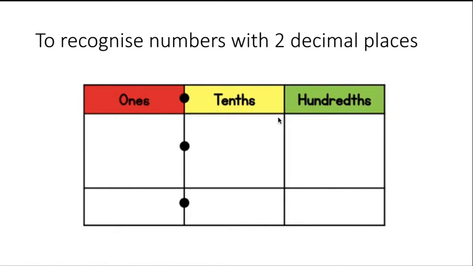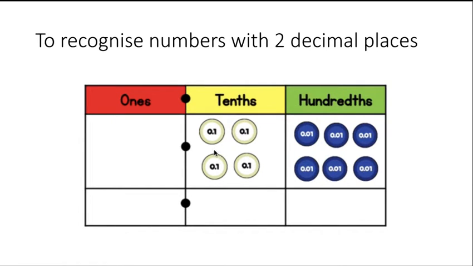You can think about it as money if you want to. Think about a £1 coin. If you split it into 10, you get 10 pences. If you split that 10 pence into 10 pieces, you get 1 penny. You can think about it a little bit like money if you want to. Okay, let's start them.